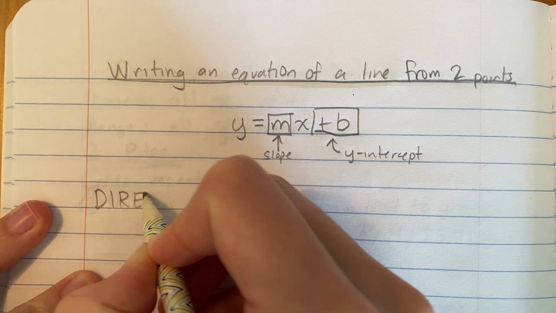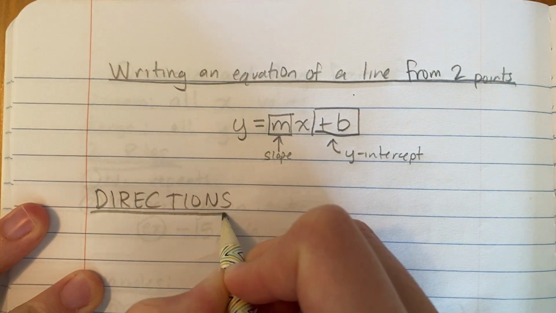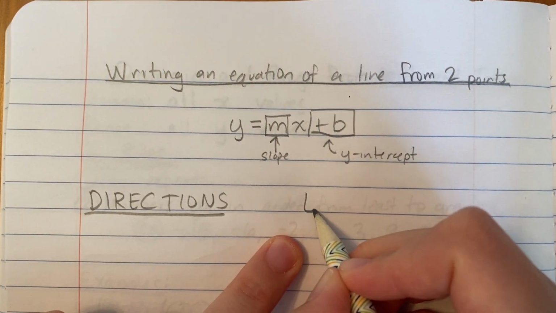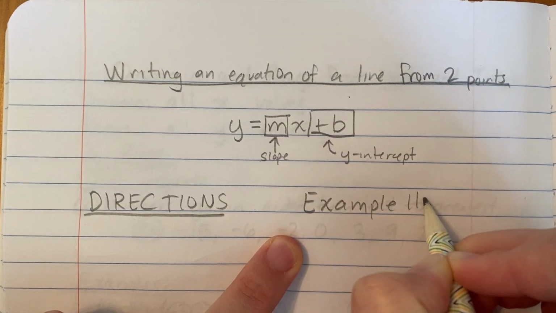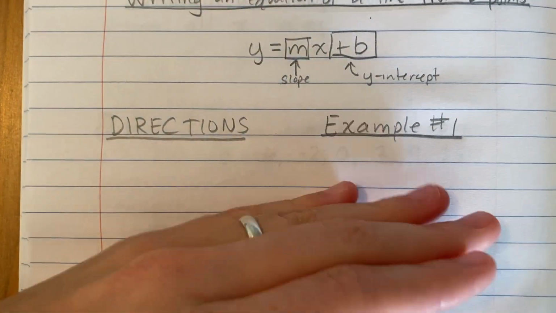Now here's what we're going to do. In this first column is going to be your directions. And now you're going to write here, this is going to be example number 1. We're going to do directions and an example at the same time down the page, but then we're going to continue onto this right side and do some more examples because I want to make sure I show you all the different situations you could run into.